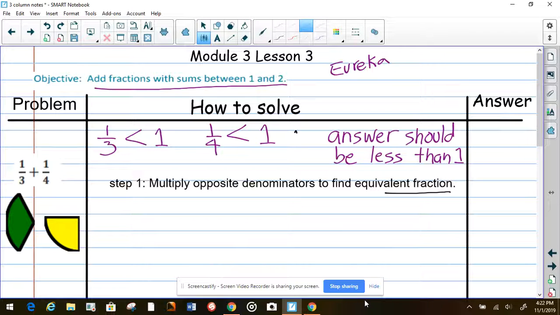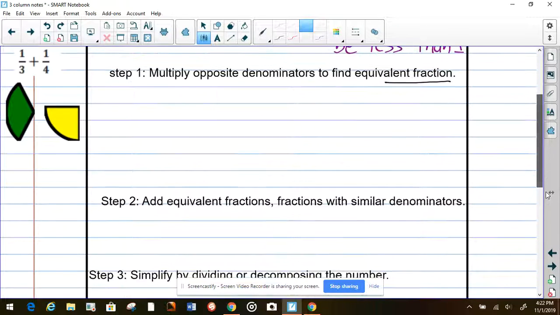All right, let's prove it now. And also, I showed you here the pictures for each of these fractions. And as you can see, 1/3 is greater. Okay, now, let's do step number 1. What is step number 1? Multiply the opposite denominators to find equivalent fractions. So let's write this down. 1/3 plus 1/4.